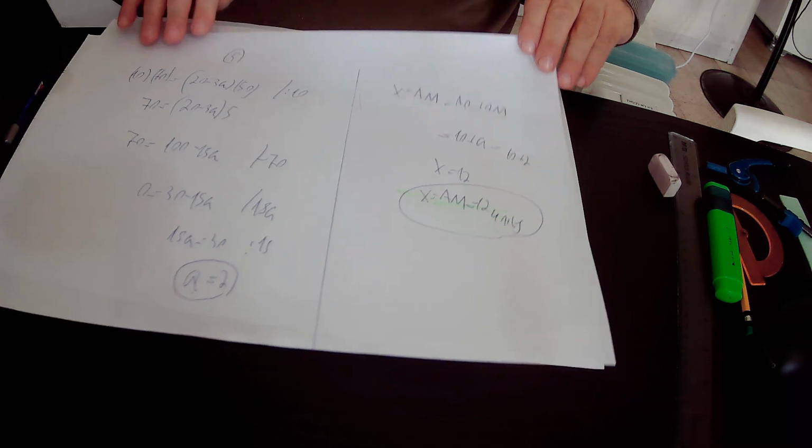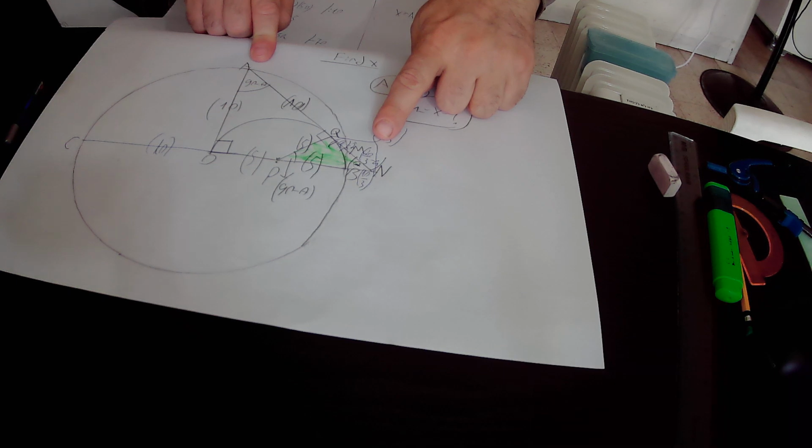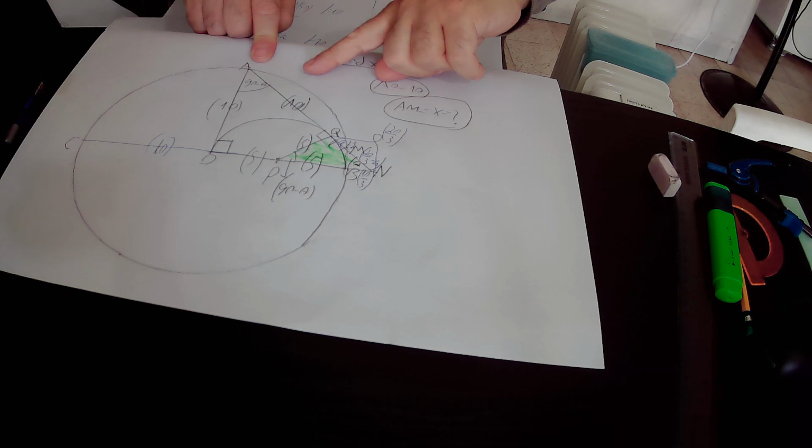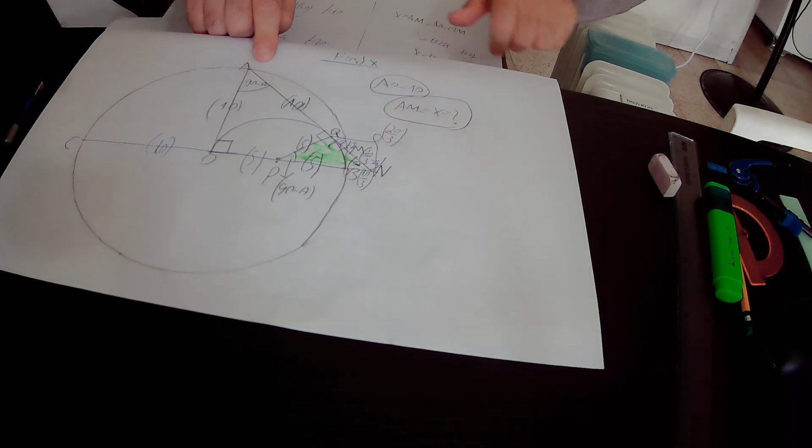So in conclusion, we found out that the length of line segment AM, that is equal to x, is equal to 12 units in length. That's all for the question: the length of line segment AM, that is x, is equal to 12 units in length. Okay, thank you very much.